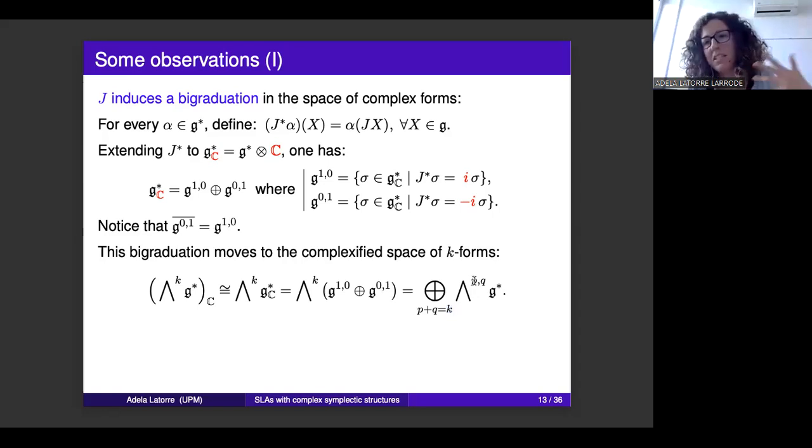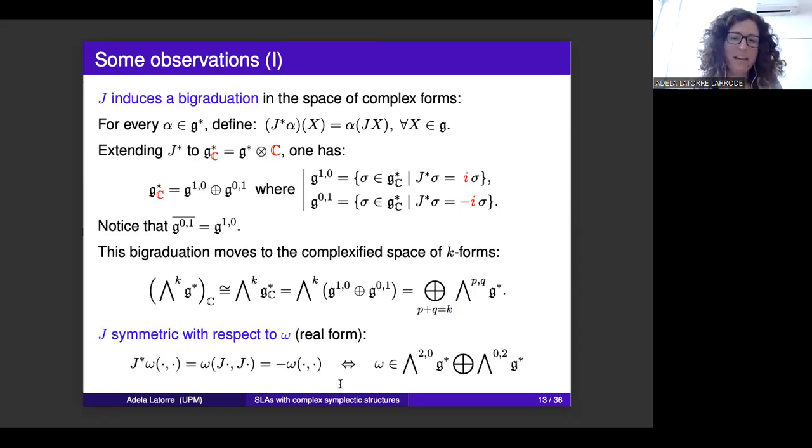The case of two-forms is interesting because we had a symplectic form. And if we think about our symplectic form and we apply this J star to it, then we get the minus sign here, which essentially, this equality here tells us that our symplectic form, when we see it in terms of this big graduation, is of type (2,0) plus (0,2), and it is real.